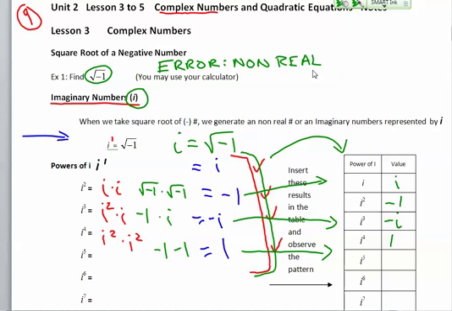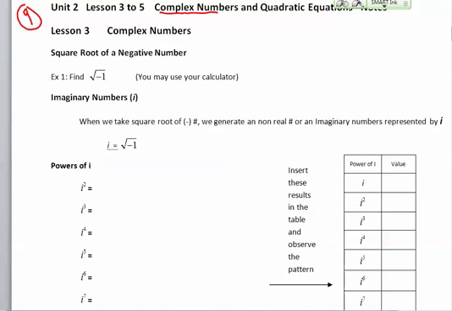Okay, can you guys fill in that chart real quick? So it just goes i, negative 1, negative i, positive 1. Okay, good to go? Okay, it's okay, we'll get you caught up.